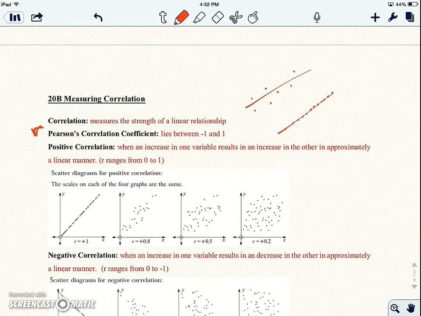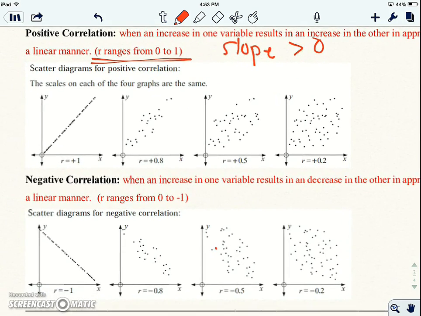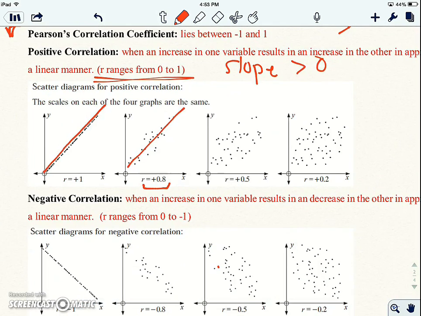Okay? A positive correlation is when the slope is greater than 0 or positive. Okay? And that means R ranges from 0 to 1. So here would be a perfect correlation. You can see that it would fit in a line. Here would be a fairly strong one, maybe moderate to strong. This still seems to have a positive slope, but there's more scatter. And then this, almost no correlation, just a little bit.